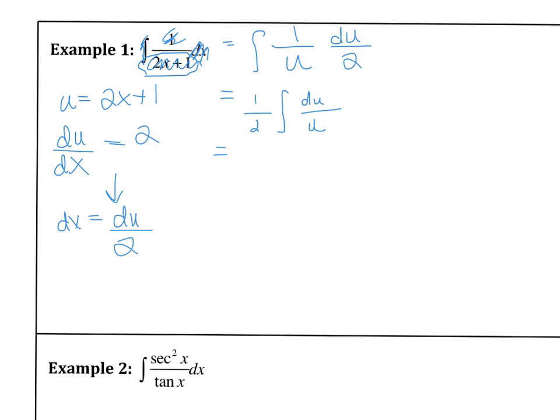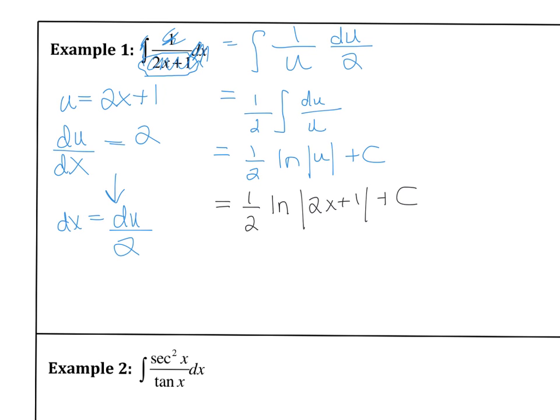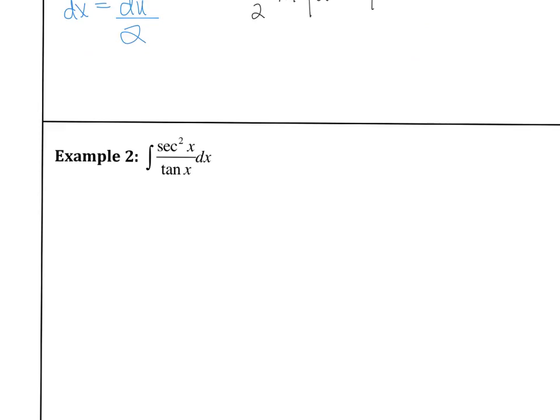All right, so we know that this is going to integrate to the natural log of u plus c, and then we'll just have to back substitute because we want a final expression that involves x. So here we go, the natural log of 2x plus 1 plus c. Fantastic. Moving on to example 2.